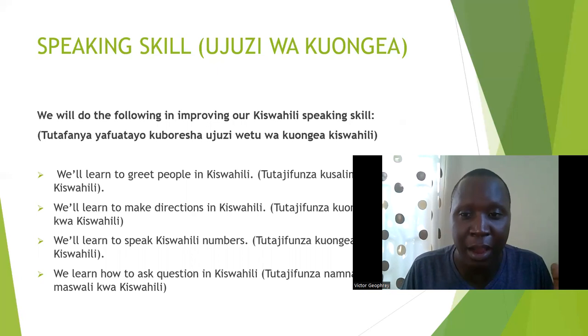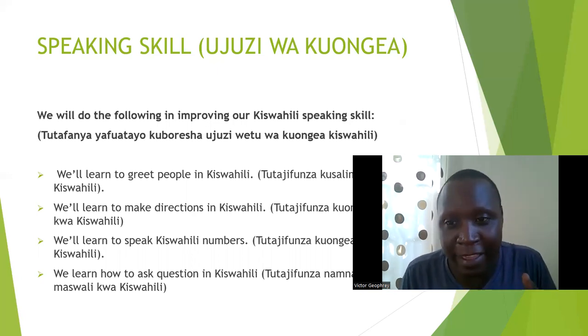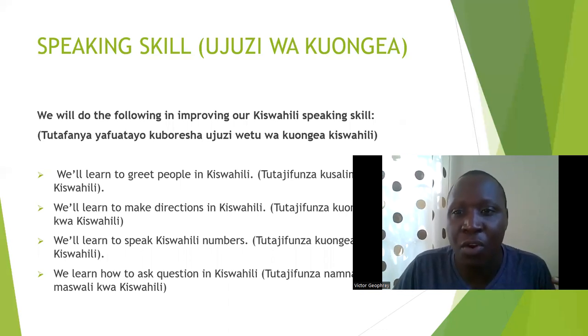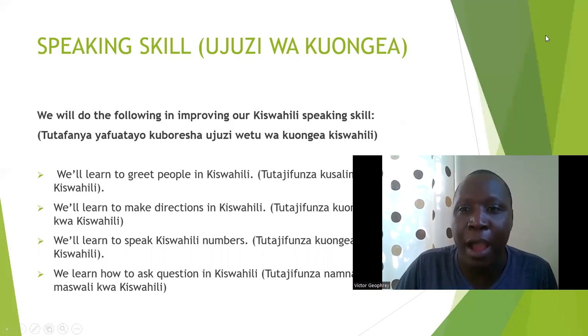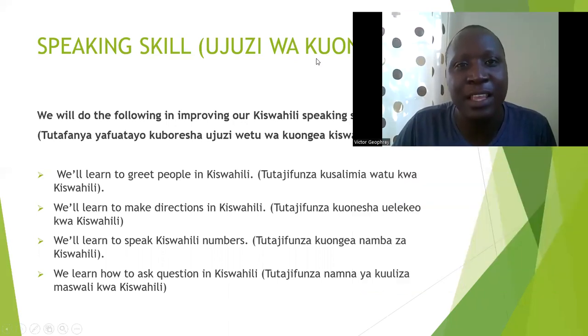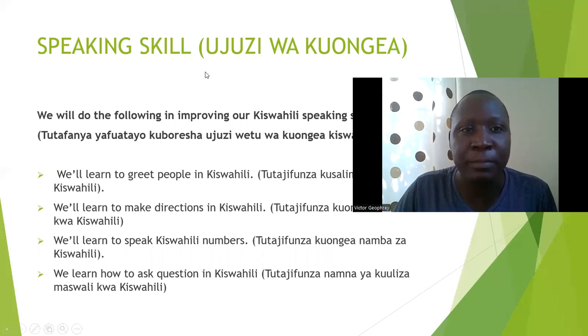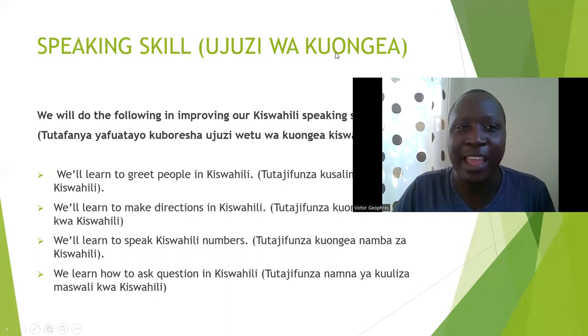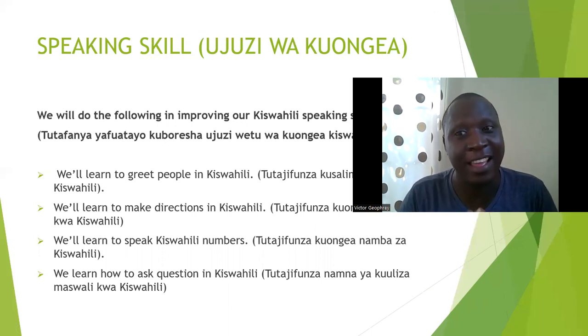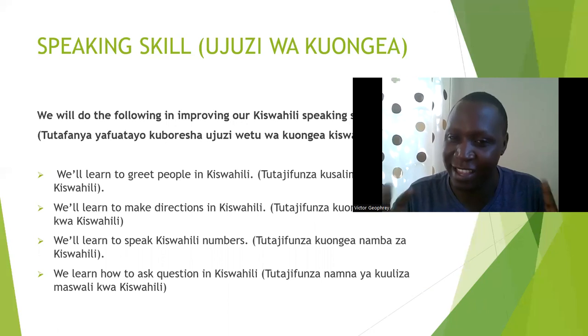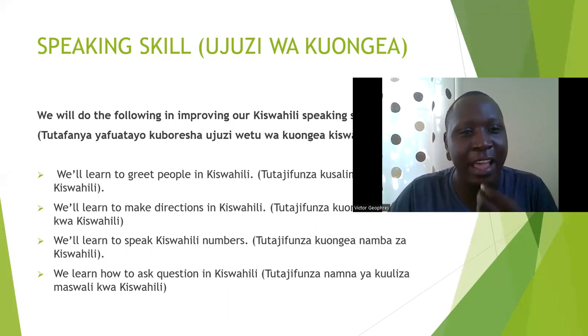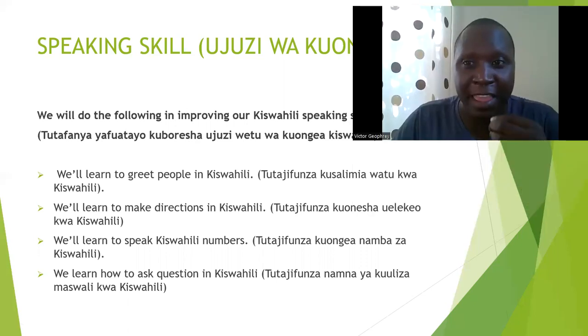So that's what we are going to do now. Listening, then we speak. There are some things that we're going to do in order to improve our speaking skill. Ujuzi wa kuongea. That's something we're going to learn in order to improve our speaking skill. So we do the following to improve our Kiswahili speaking skill. One of the things is that we have to make speech.